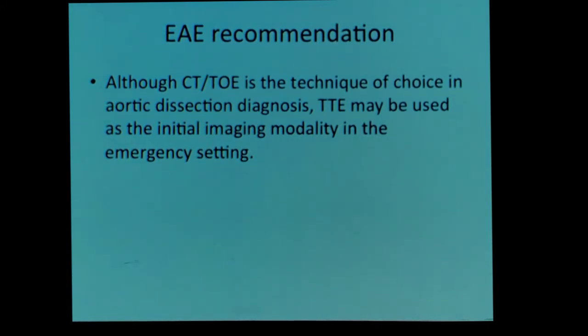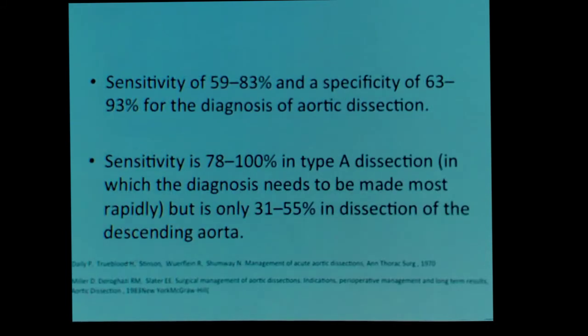Now, sensitivity classically is 59 to 83% and specificity is 63 to 93%. So I would say high specificity, a bit lower sensitivity. Not too bad, though. Okay, now for type A dissection it is higher, for type B dissection it is much lower. So for type B, I wouldn't rely on it at all. Like, I probably wouldn't be able to catch it.